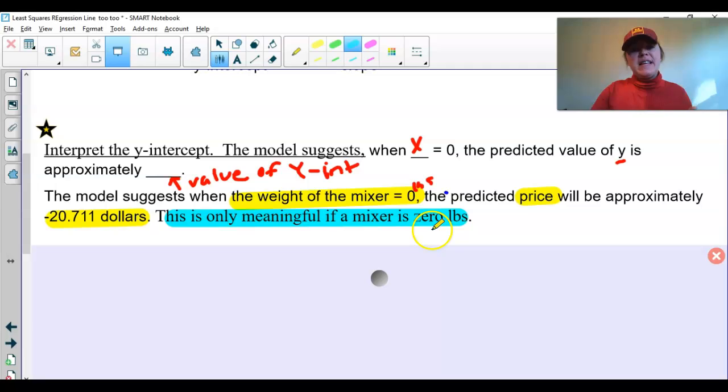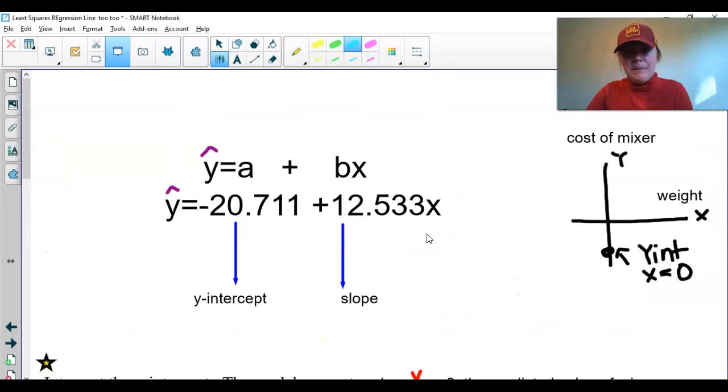So we just add this sentence to account for the fact that we know this really won't happen. You won't have a mixer that's 0 pounds, okay? So sometimes it is meaningful in context, and sometimes it's not, and it will be really clear. You just need to think, could that actually happen? Could I have a baby that's 0 pounds? No. Could I have a mixer that's 0 pounds? No. Okay.